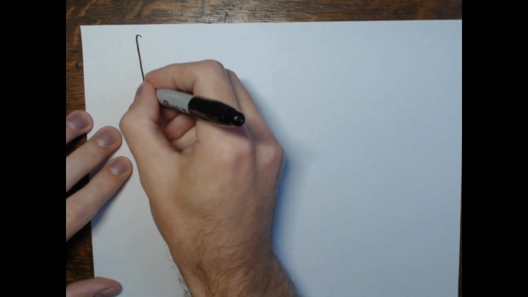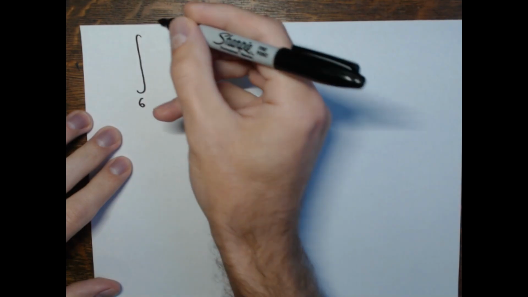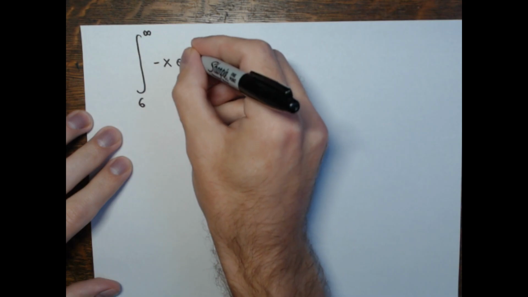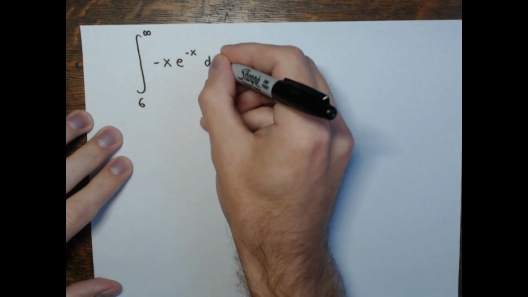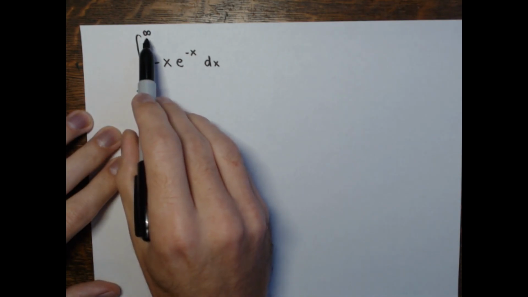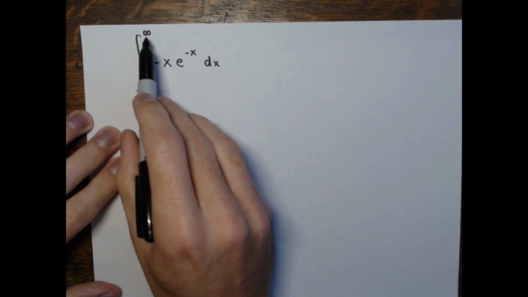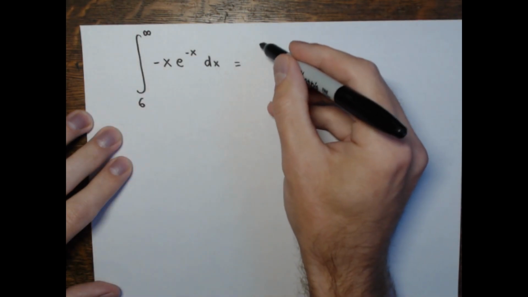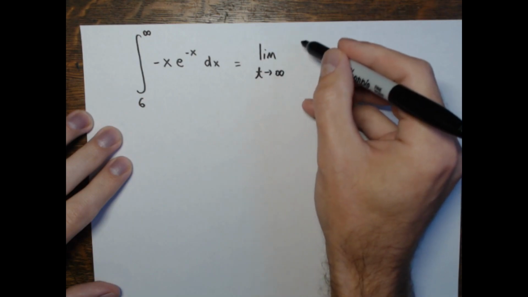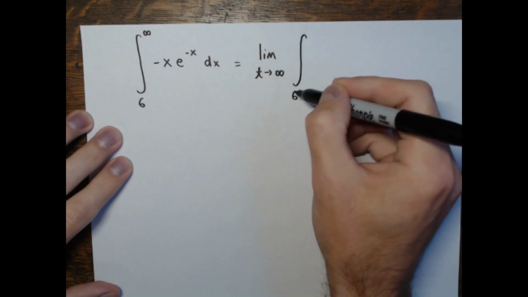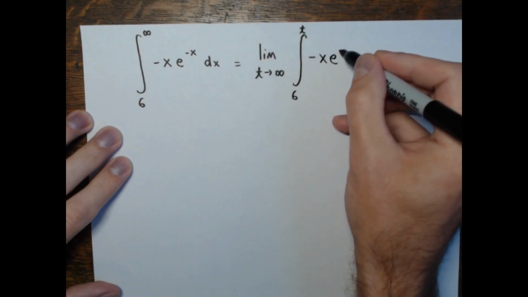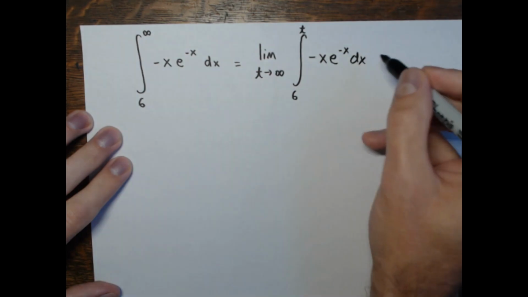All right, so let's write this out. I've got the integral from x equals 6 to infinity of negative x times e to the negative x dx. So again, I'm going to write this as a limit. So instead of infinity up here, I'm going to call it t and just have t approach infinity. We have the limit as t approaches infinity of the integral from 6 to t of this, negative x times e to the negative x dx.